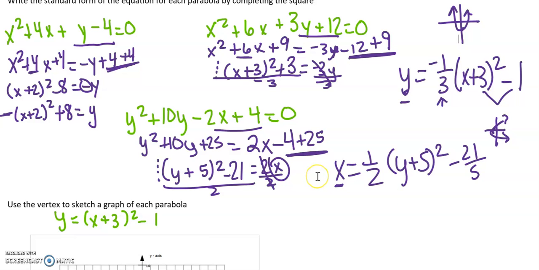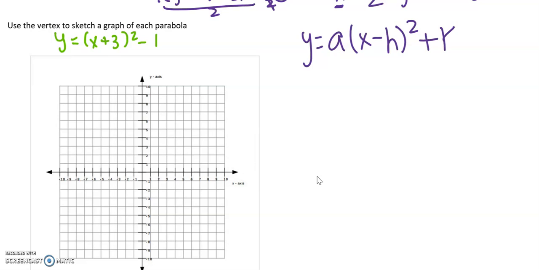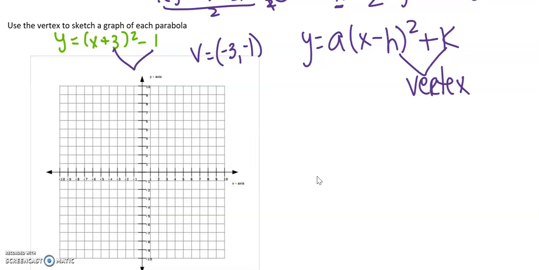So let's look at a couple examples, graphing them. All right, vertex form, remember, we have a(x minus h) squared plus k. All right, and remember this is our vertex. Okay, so our vertex here is (-3, -1). So we're going to put a dot at (-3, -1). That's where our turning point is.